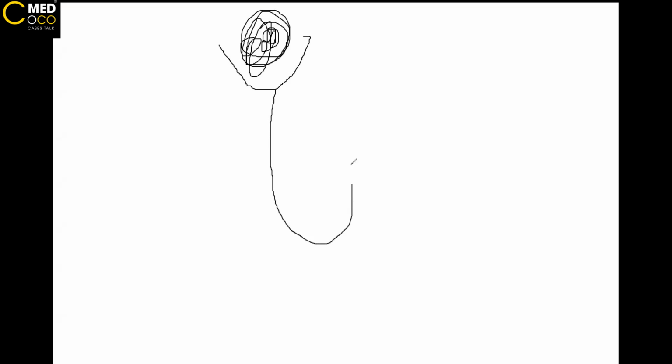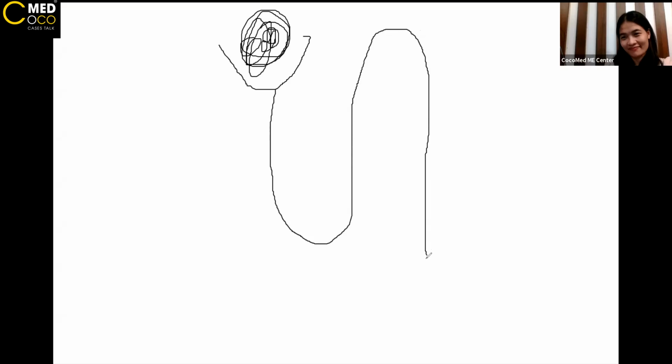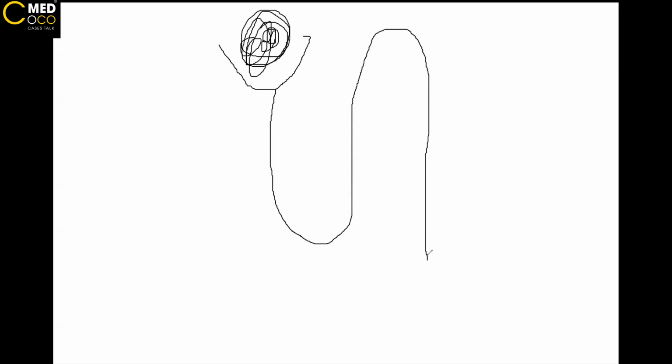All right, let's draw the nephron. We have a glomerulus right here. That's the nephron. Okay, let's go down here. Sorry, it's not a really cute nephron, but it is a nephron. We can work with that.